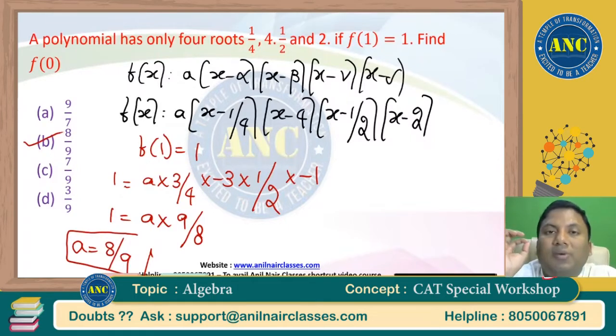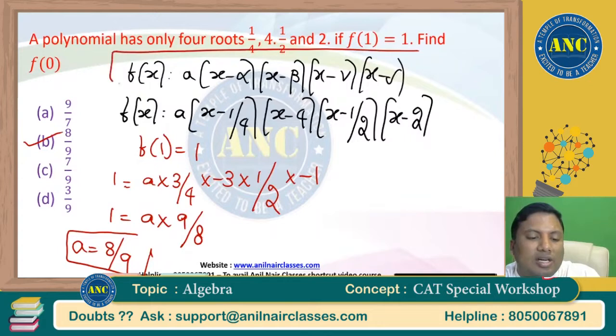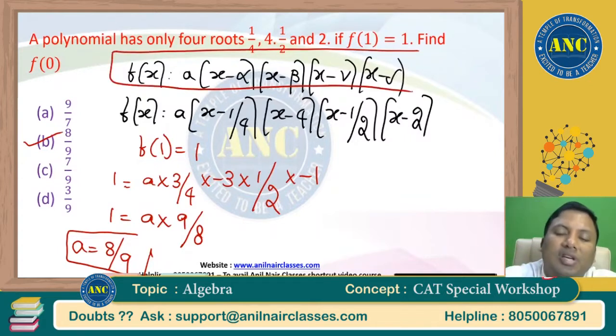Very good question based upon the remainder theorem corollary. If the roots of a polynomial expression are alpha, beta, gamma, then the polynomial expression can be written as a into x minus alpha, x minus beta, x minus gamma and x minus delta. Alpha, beta, gamma values are given in the question. I hope the idea is clear.